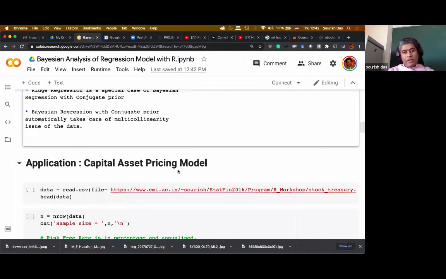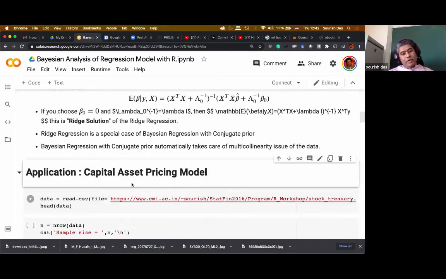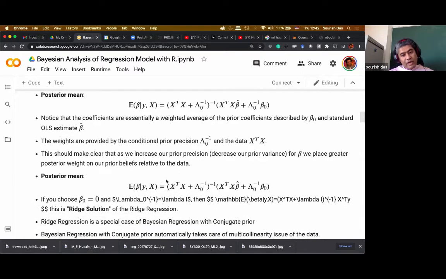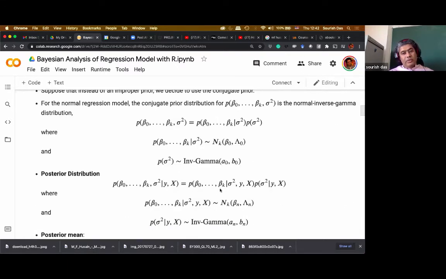So now you can show that posterior distribution of beta naught to beta k and sigma square given data y, x, is proportional to the likelihood of y given x times p of sigma square. So this was my prior I began with, and people have done that hard maths, that posterior distribution turns out to be k-variate normal with posterior mean beta n and covariance matrix lambda n. So the only thing is the parameters of the posterior distribution getting updated.